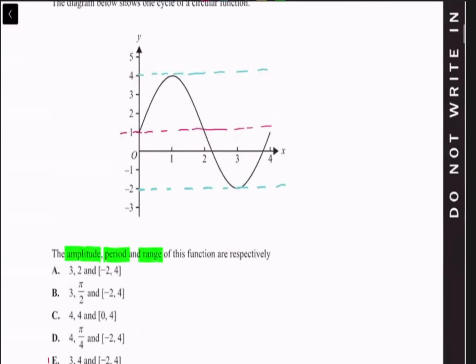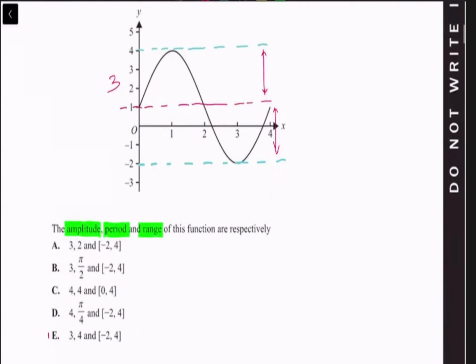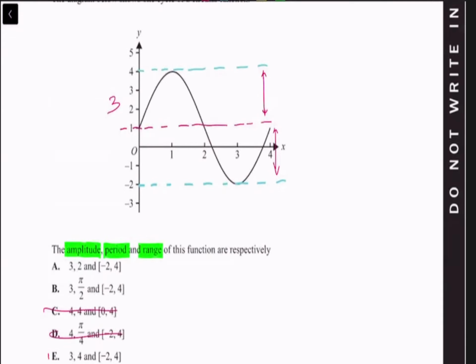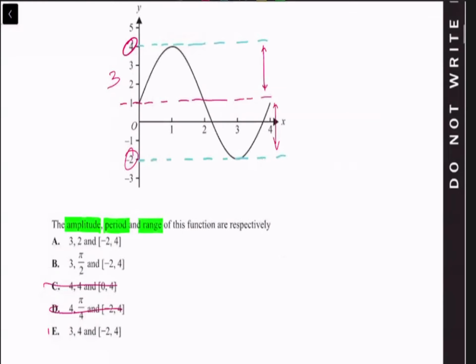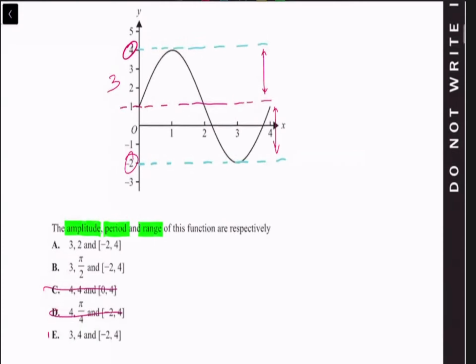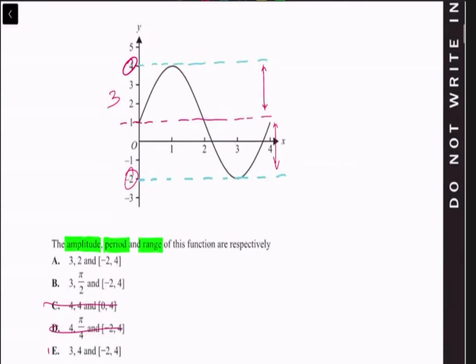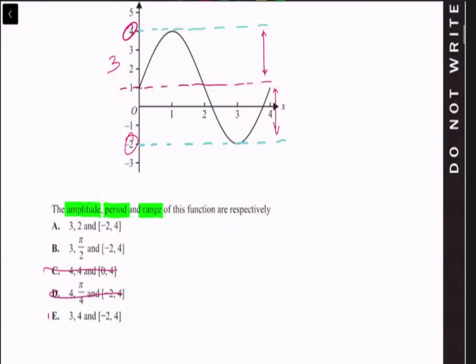So circular function, so amplitude, period, and range. Amplitude is going to be the distance from the middle up and down. In this case, it's going to be 3, so you can get rid of C and D. And then range, you can easily see is from -2 to 4. So you can't really get rid of any of the answers. But the period, you know, it's going to be 4.